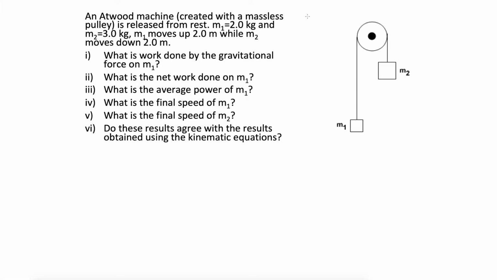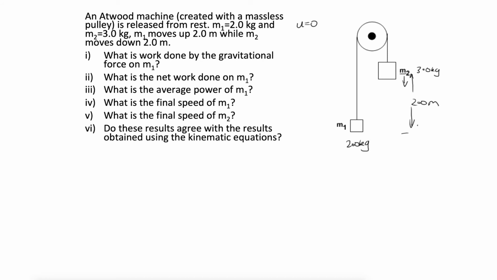So in this problem, we've got an Atwood machine, which is created from a massless pulley and it's released from rest. So we can say u is equal to 0. And we're told that m1 is 2 kilograms and m2 is 3 kilograms. And initially m1 moves up, and it moves up 2 meters while m2 moves down 2 meters. So m2 goes from here to here. So it's down and that's 2 meters.